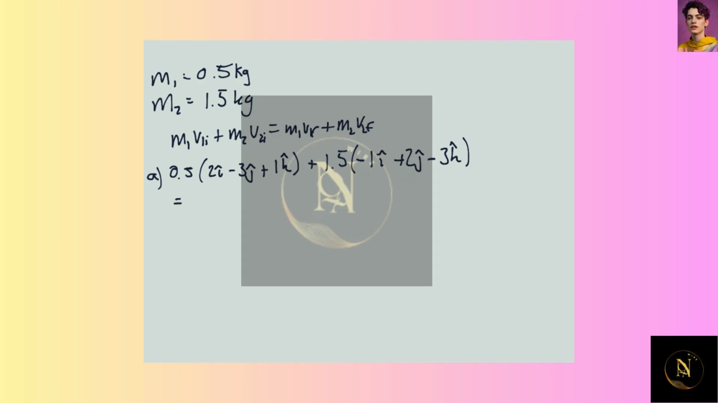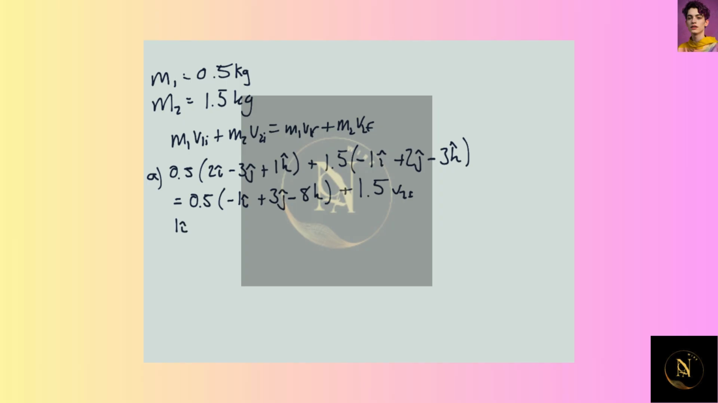Now we only know the velocity of one of these, the mass 1 ball. So 0.5 multiplied by Vf, which is negative 1i plus 3j minus 8k, and that's plus 1.5 V2F. From here what we can do is expand out all of our parentheses and figure out how many i's, j's, and k's we have on both sides. So let's do that now.